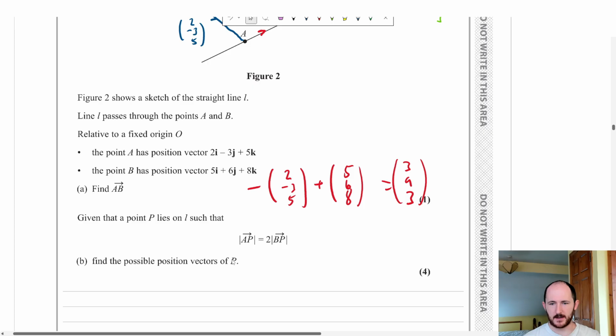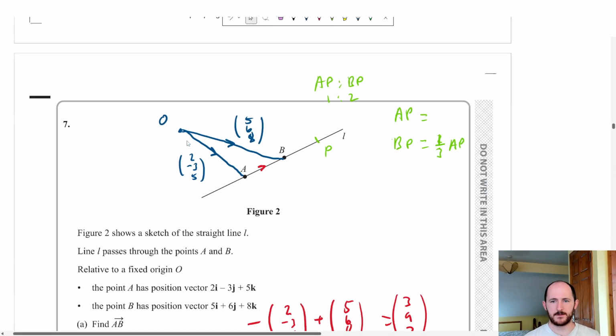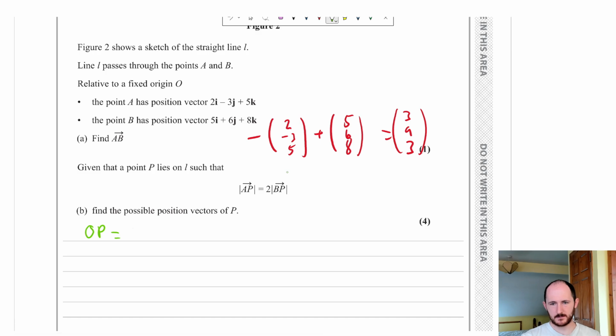So we want to work out the position vector of P, which means we want to work out O to P. So first of all, if I start from O, there's a few different ways I can get that. I can go from O to B, then B to P, or I can go from O to A, then A to P. So I'm going to start with O to A, then A to P. And we already know what O to A is, so we can just fill that in really quickly. But we don't actually know what A to P is. So how else can we write it?